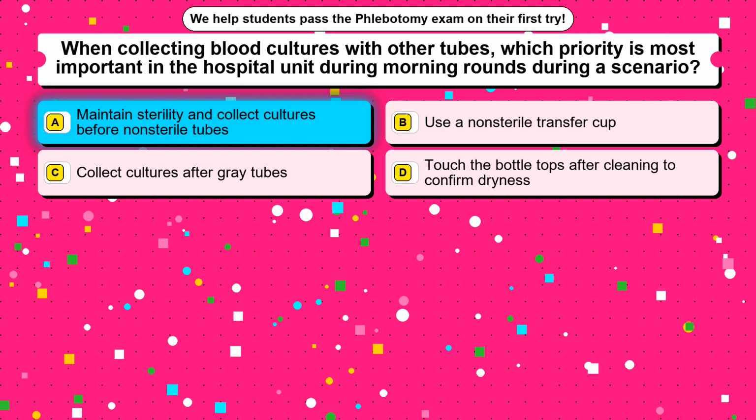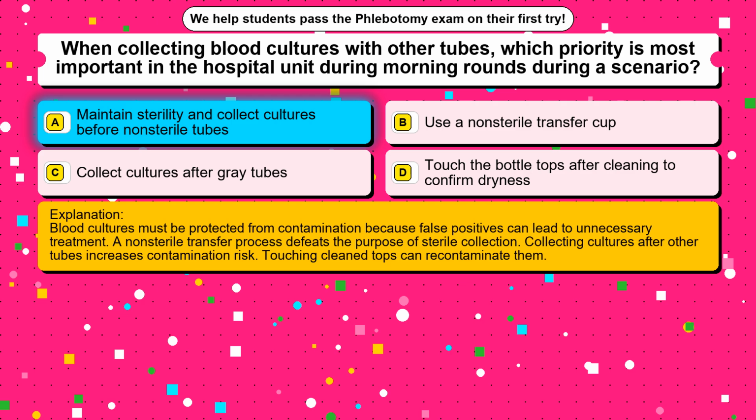The correct answer is option A. Maintain sterility and collect cultures before non-sterile tubes. Blood cultures must be protected from contamination because false positives can lead to unnecessary treatment. A non-sterile transfer process defeats the purpose of sterile collection. Collecting cultures after other tubes increases contamination risk. Touching clean tops can recontaminate them.